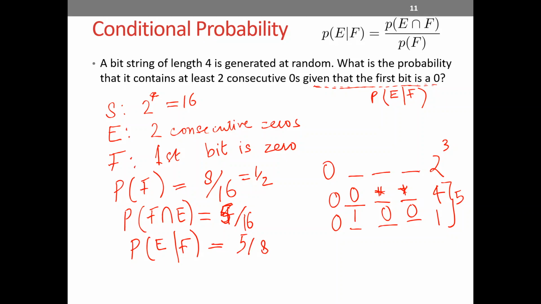Okay, so this was an example demonstrating conditional probability. Now we'll continue our discussion in the next video on conditional probability, where we look at more examples.